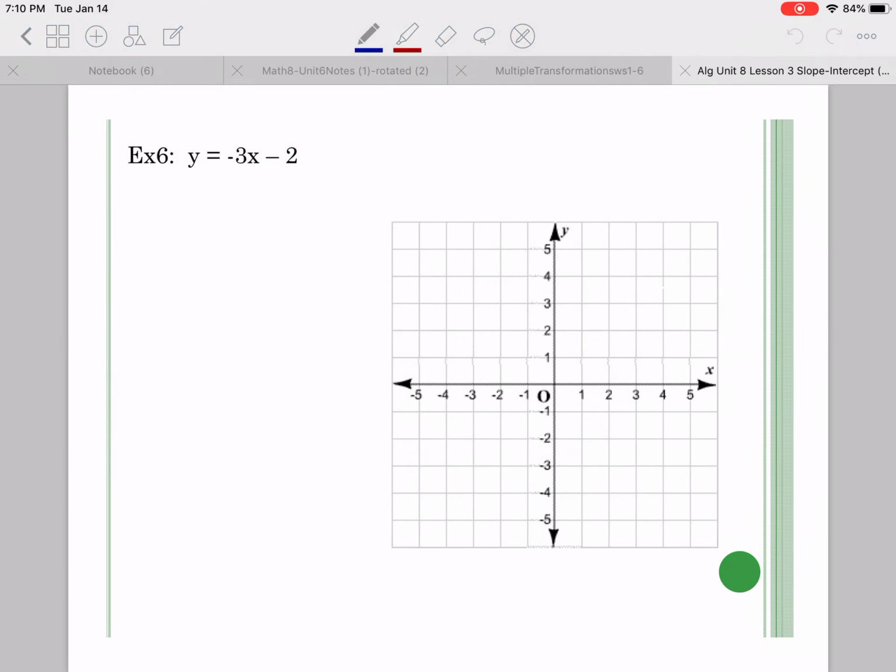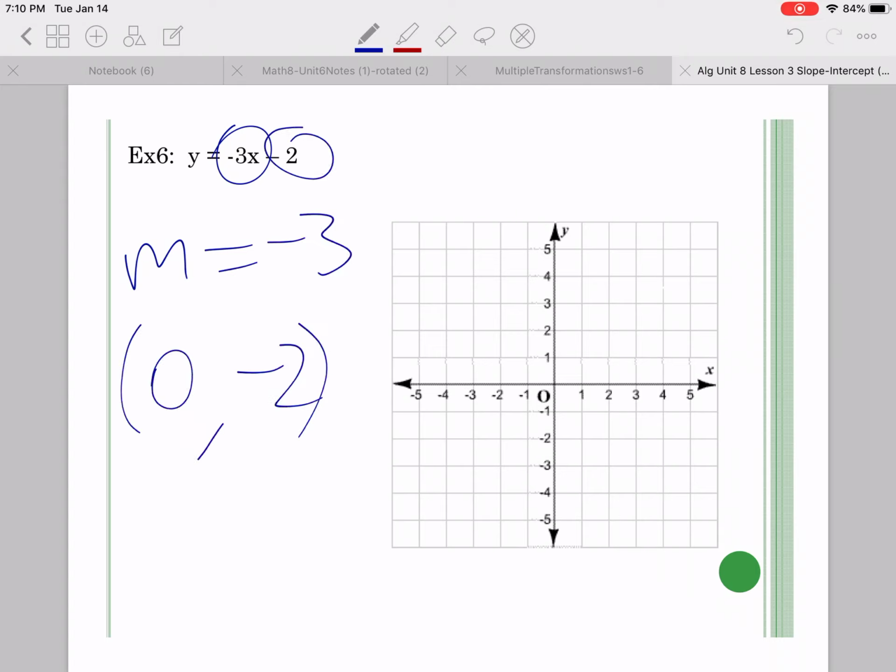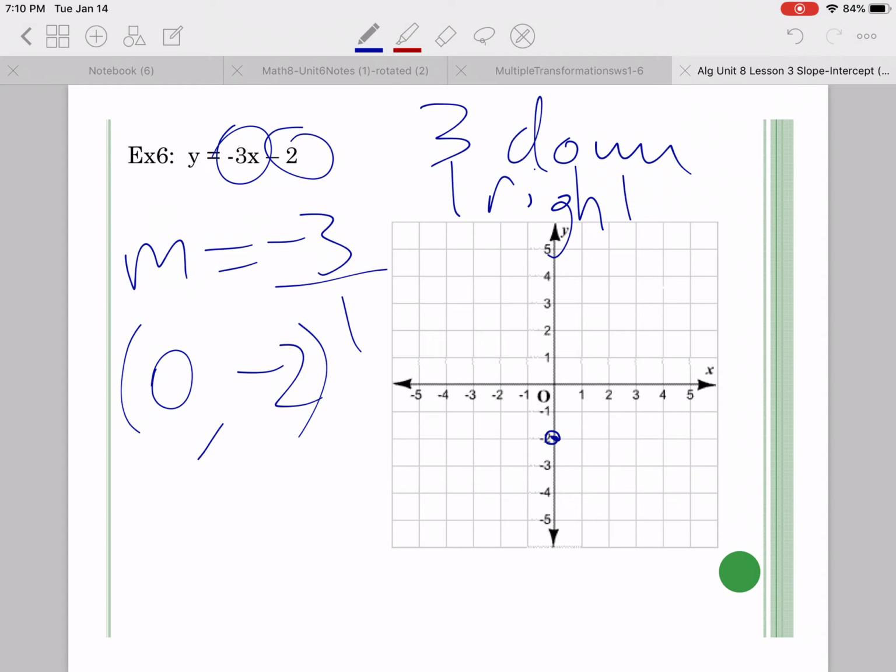All right, next one here, same idea. We've got negative 3 as the slope. Negative 2, or 0, negative 2, is the y-intercept. Let's go down to negative 2, and then a slope of negative 3 over 1 means, if you remember from last lesson, that I go 3 down and 1 to the right. So we're going to go 3 down and 1 to the right. That should put us right about there. And we'll draw our line.